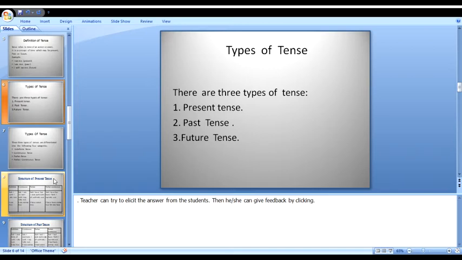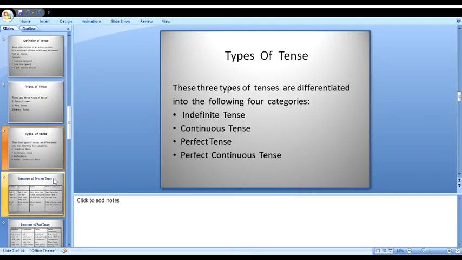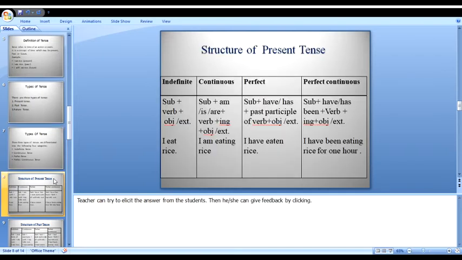There are three types of tense. They are present tense, past tense, and future tense. These three types of tenses are differentiated into the following four categories: indefinite tense, continuous tense, perfect tense, and perfect continuous tense. So, let's see the structure of present tense. Structure means formation. If you want to make sentences in present tense, you have to follow the following structure.